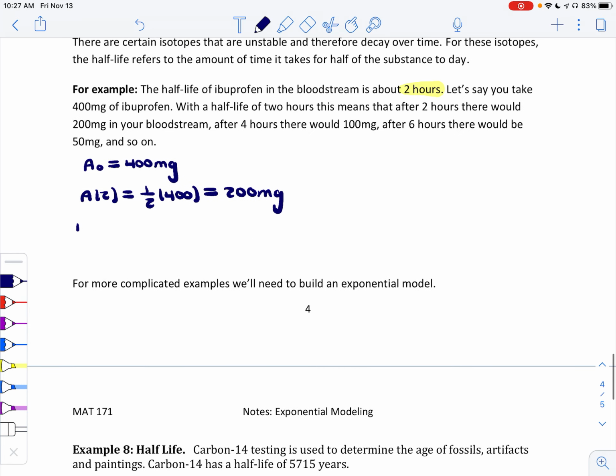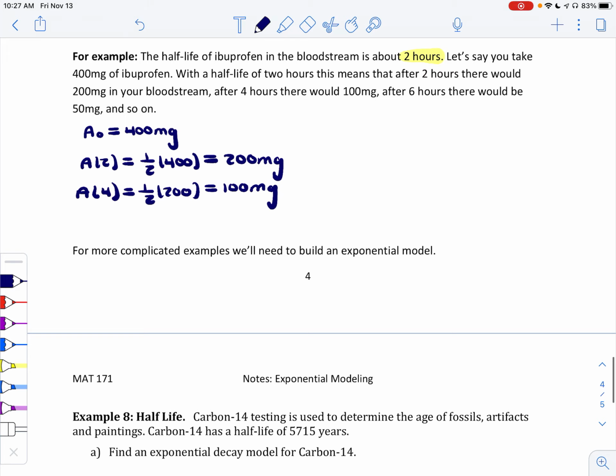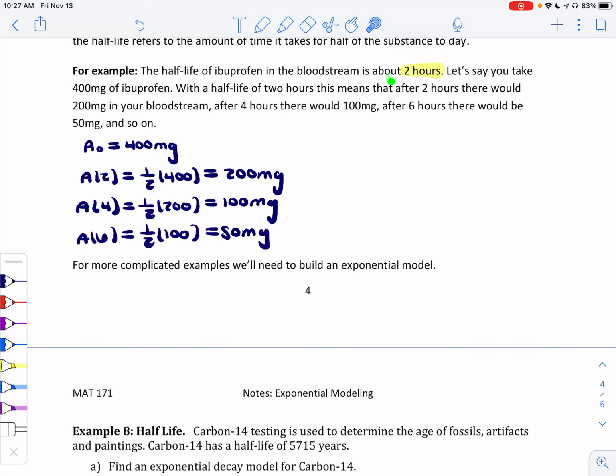Then after another 2 hours, so if you go up to 4 hours, you'll have half of that again. So you'll now have 100 milligrams in your bloodstream. Or again, if you go another 2 hours, you're going to cut that in half one more time, and you'll have 50 milligrams. So this idea of half-life is saying that after this amount of time, you're going to cut that initial amount in half, and you're going to cut it in half again and again and so on.